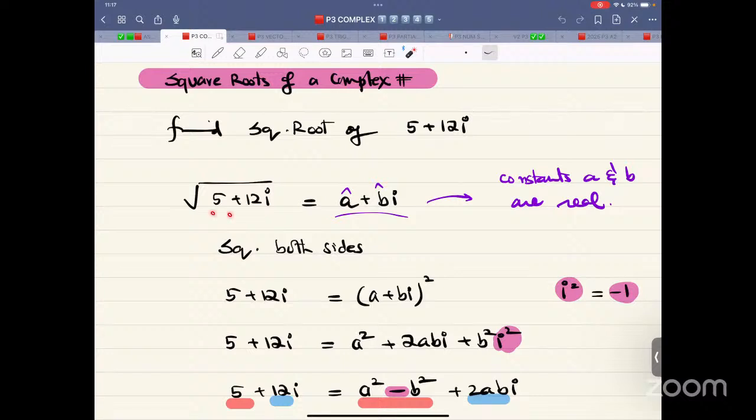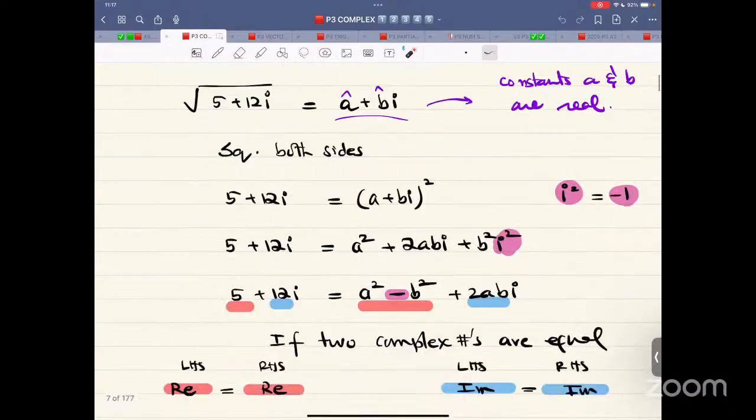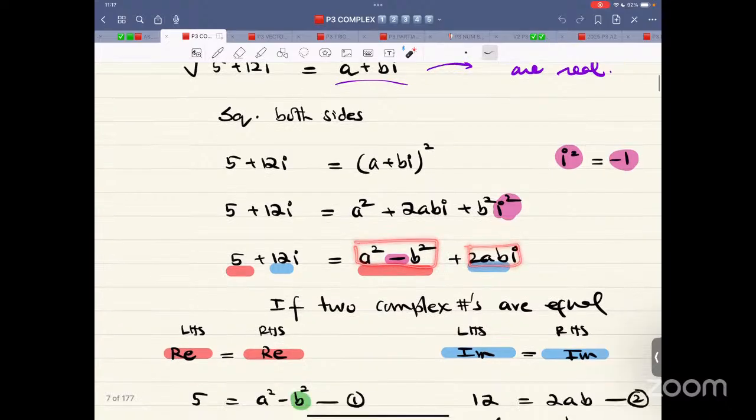So the square root of 5 plus 12i, that is a plus bi. The constants a and b are real. This is also written in the question itself. Square both sides, the square root disappears. You get (a plus bi) whole squared. You get a squared plus 2abi plus b squared i squared. i squared is -1. So now this is the real part, and this is the imaginary part.